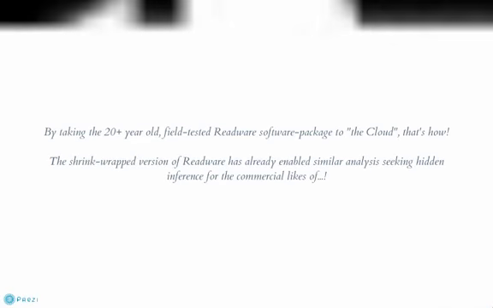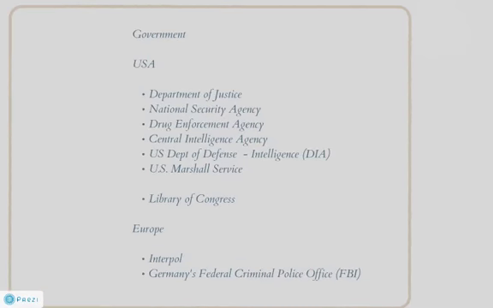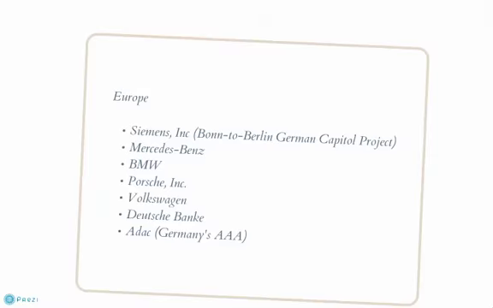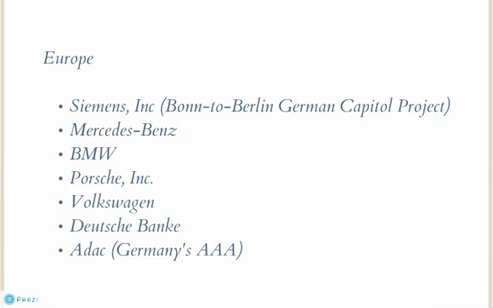By taking the field-tested software package Readware to the cloud, that's how. The shrink-wrap version of Readware has already enabled similar analysis seeking hidden inference on behalf of the likes of the following companies. In government, the Department of Justice, National Security Agency, the DEA, the CIA, the U.S. Marshals Service, Interpol, Germany's Federal Criminal Police Office, their analog of our FBI. Or companies here in North America like Feedster, Semiotica Inc., Aggregate Knowledge, and Canada's Open Text. And in Europe, Siemens, who used it for their Bonn to Berlin German capital project, Mercedes-Benz, BMW, Deutsche Bank, and ADAC, Germany's AAA.